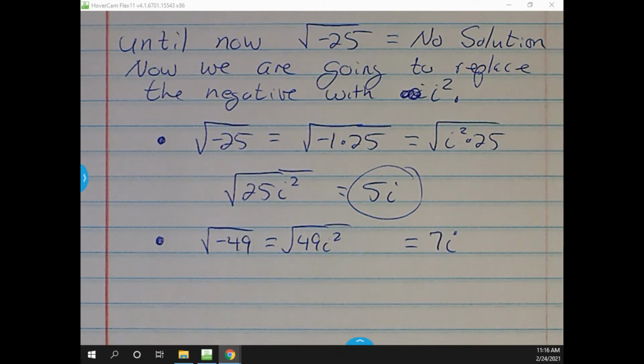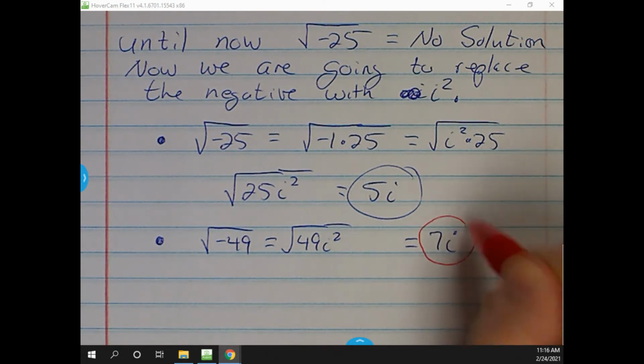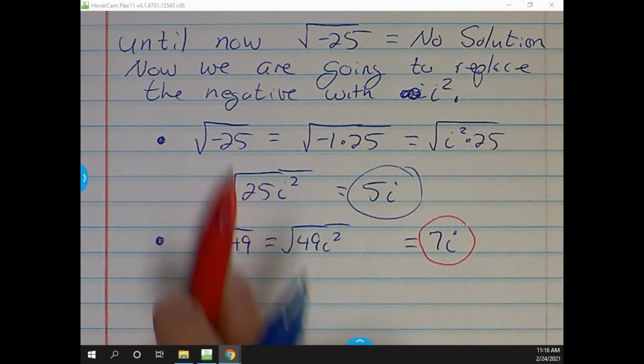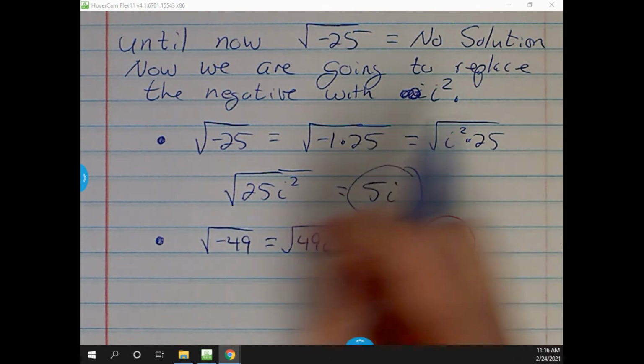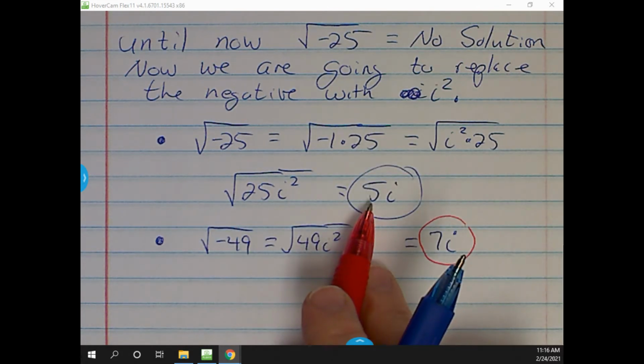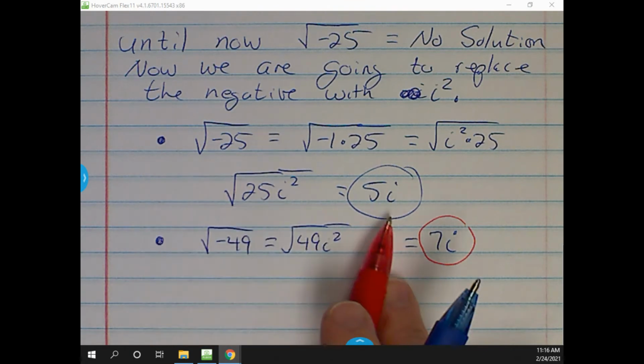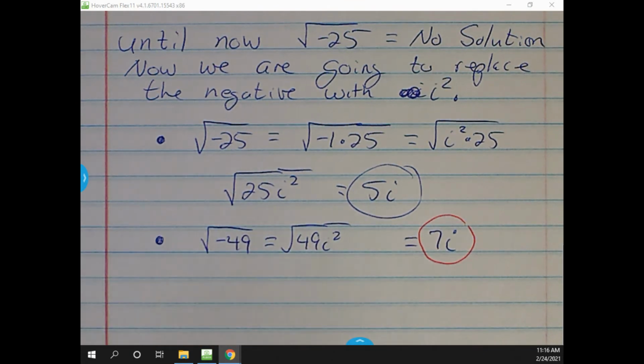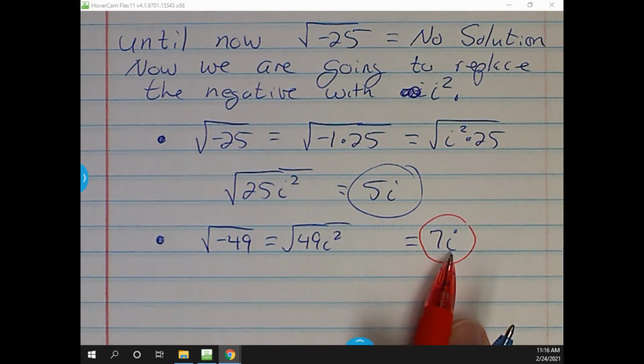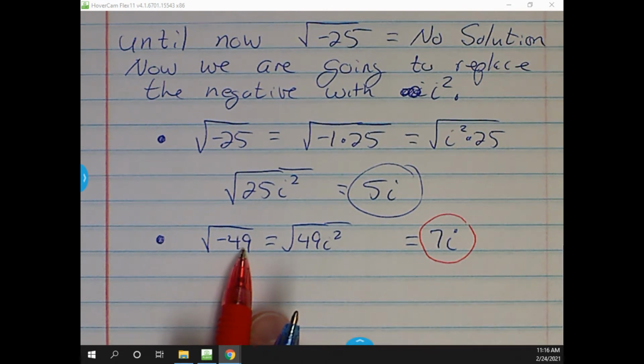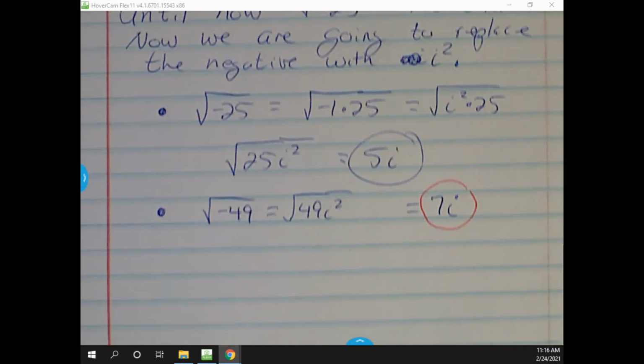And some people just start going, so the only difference between a positive square root and a negative square root is that if we did a positive square root, the answer would just be 5, and if we do a negative square root, we're going to put an i in there. And I'm like, yeah, that's the whole connection. That's what they want you to see. This i lets you know you started off with a negative square root, where normally you don't get a real answer.